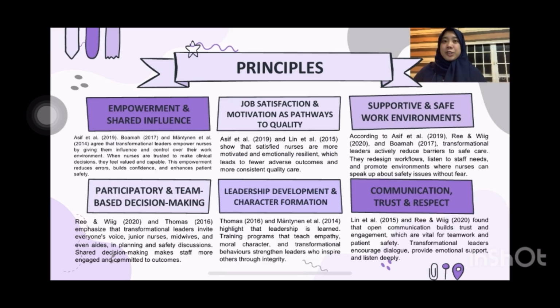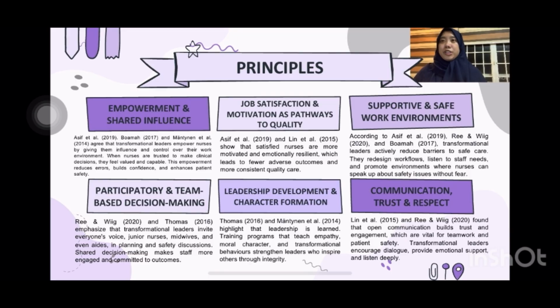5. Leadership development and character formation. Thomas in 2016 and Mantinan and colleagues in 2014 highlight that leadership is learned. Training programs that teach empathy, moral character, and transformational behaviors strengthen leaders who inspire others through integrity. Leadership training that blends Islamic values such as sincerity, justice, and compassion with nursing leadership frameworks can shape leaders who serve both ethically and effectively.